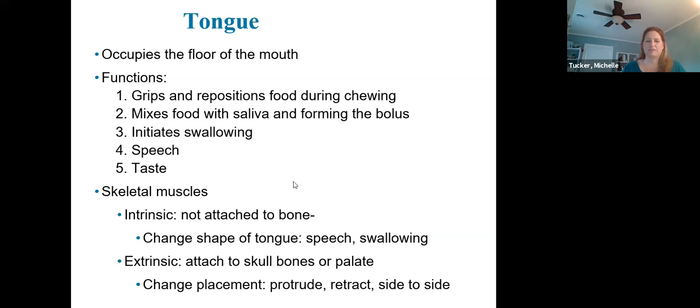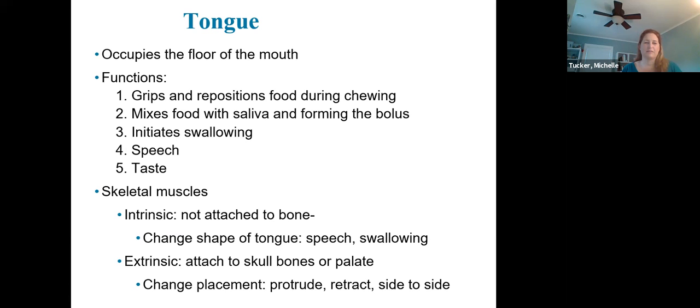Intrinsic skeletal muscles are not attached to bone, and they can change the shape of the tongue. So, some people can put their tongue like a little taco, and some people can't. Those are intrinsic muscles that are controlling that motion. Speech, especially the formation of consonants, is involved with the tongue, and then swallowing.